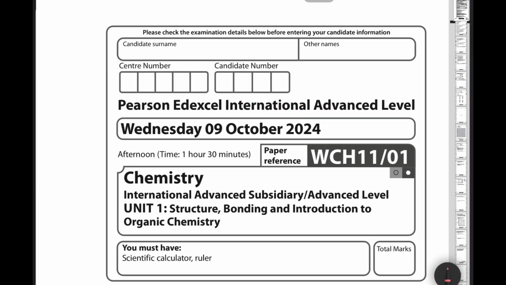This is the end of Section A of the October 2024 paper. And I hope you understood the questions.